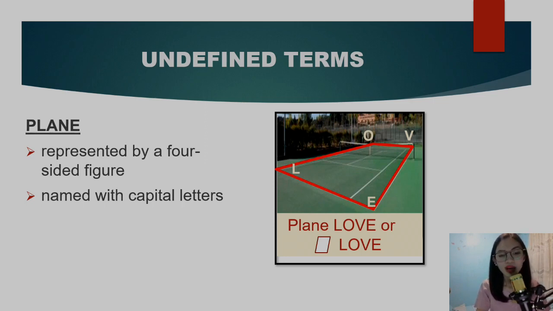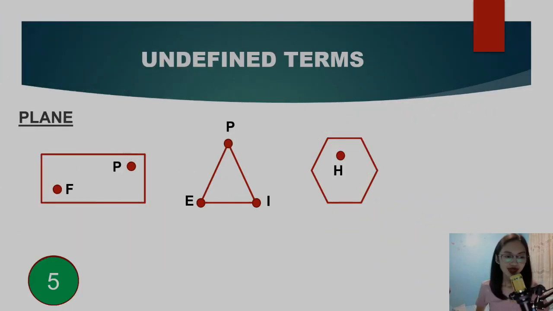Ma'am, LOVE lang po ba ang pangalan niyan? Hindi naman. Pwede din natin siyang pangalanan ng plane OVEL or plane VELO. As long as yung pagkakasunod-sunod ng mga letters according dun sa kanyang sides ay tama. Okay? So I have here 3 planes. What are the names of these planes? Try to guess.